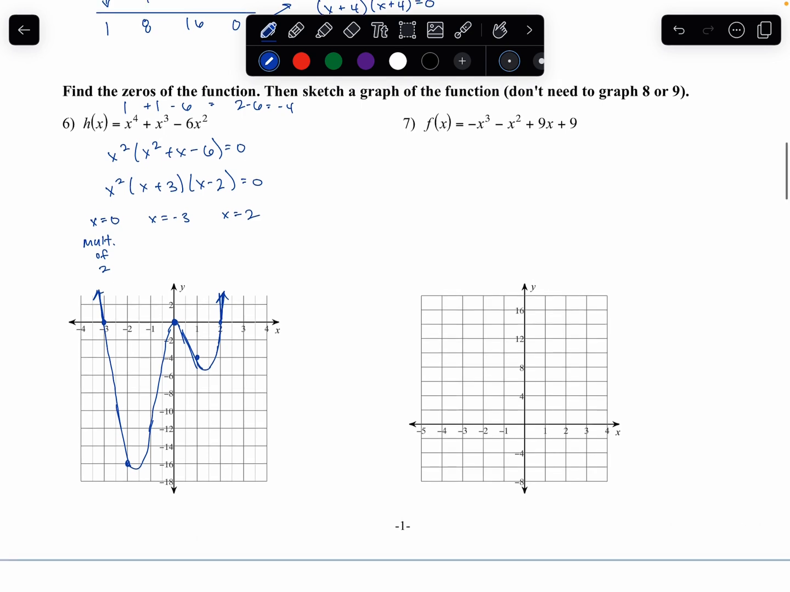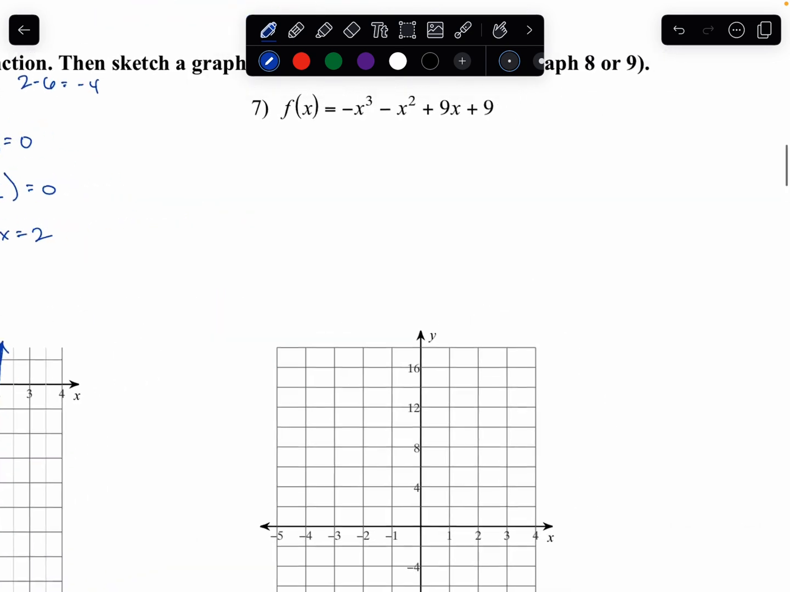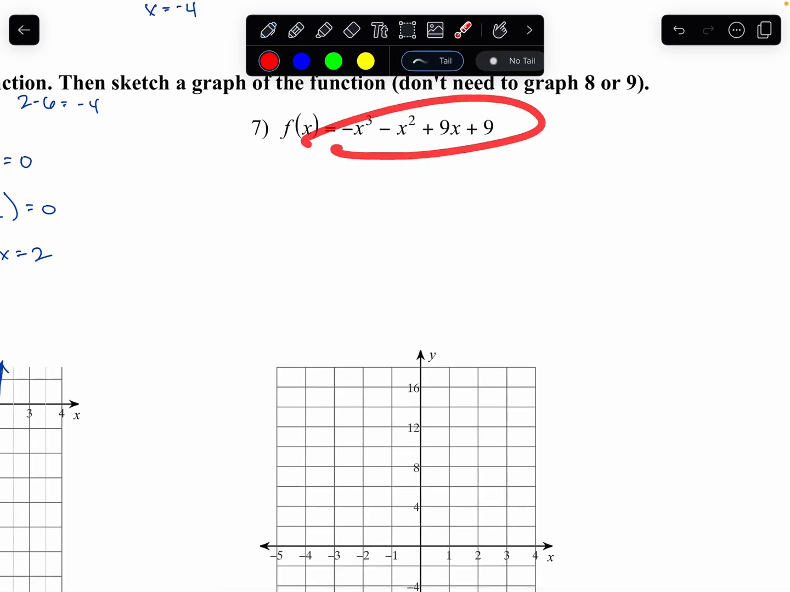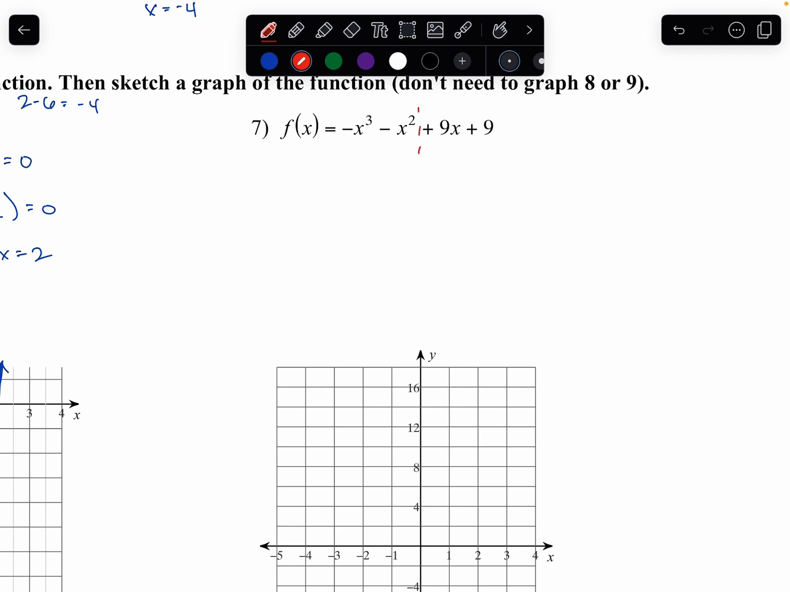Okay. Let's try this one right here. So I'm going to factor this. I see 4 terms, so I'm going to factor by grouping and hope that it works. I'm going to take out a negative x squared, and I'm going to get x plus 1. Here I can take out a 9, and I'm going to get x plus 1.